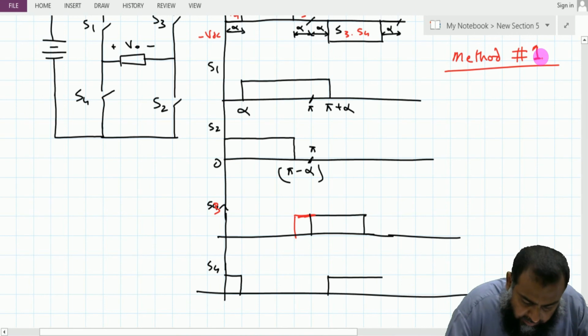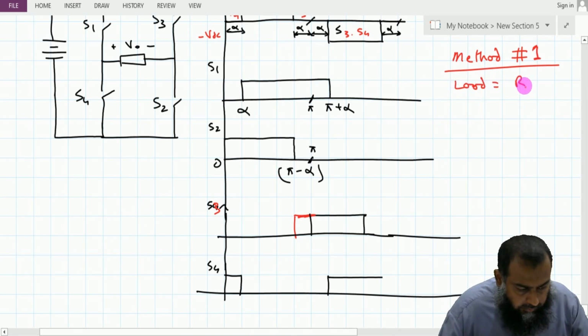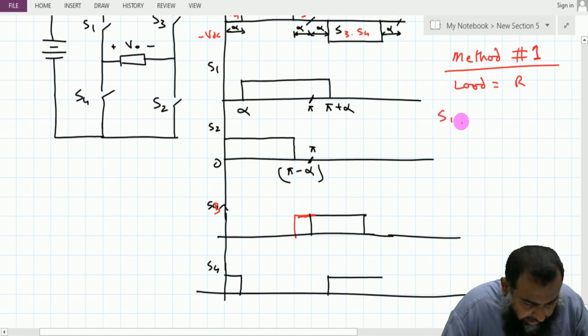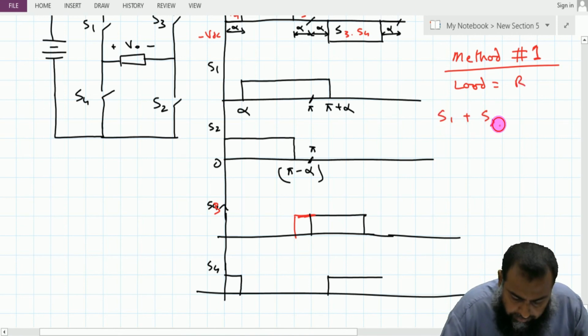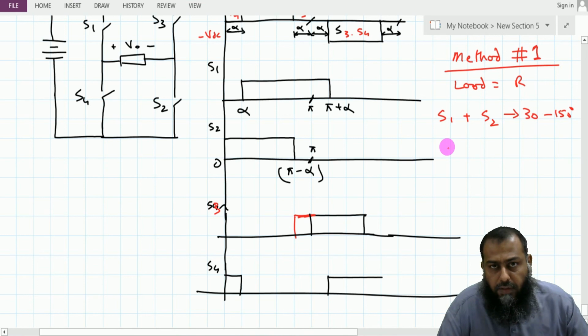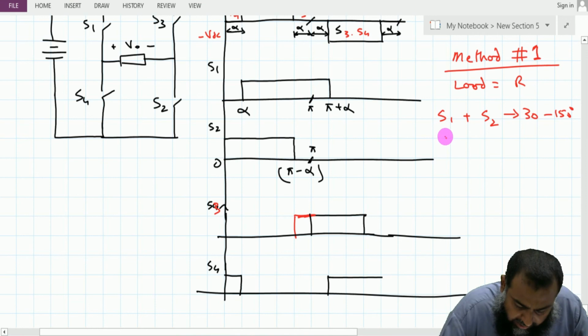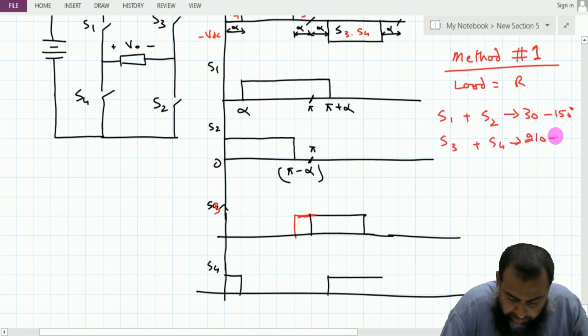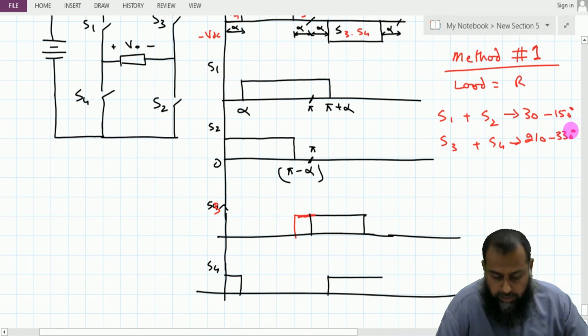So if the load is resistive, then S1 and S2 must be switched for 30 to 150 degree. You can specify it in the gating sequence in the PCM block, and this S3 and S4 are to be turned on from 210 degree to 330 degree. So we are actually producing a 30 degree alpha that targets the third harmonic here.